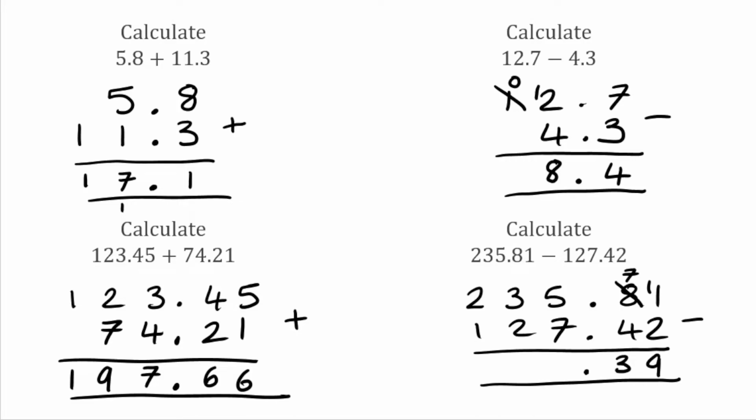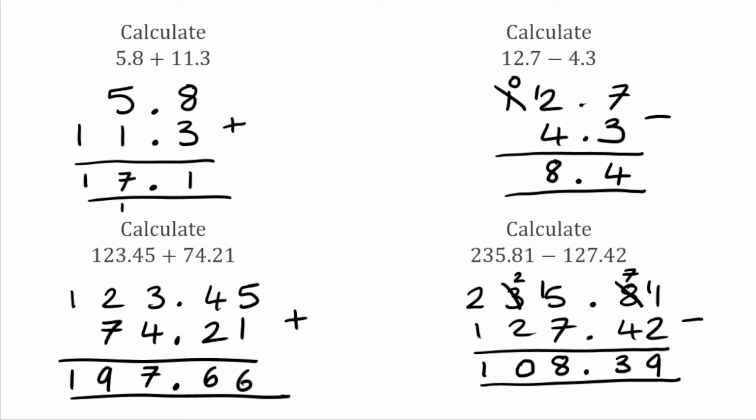We then have 5 take away 7. Again, that would be a negative, so we borrow from the next column along. 3 would become 2. The 1 moves over, so now we've got 15 take away 7, which is 8. We've then got 2 take away 2, which is 0. And then finally, we've got 2 take away 1, which is 1. So the answer to this would be 108.39.